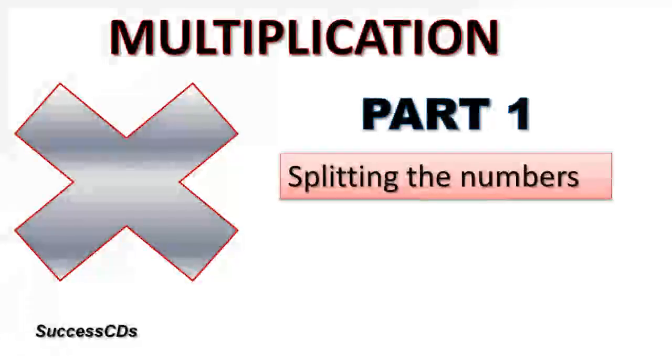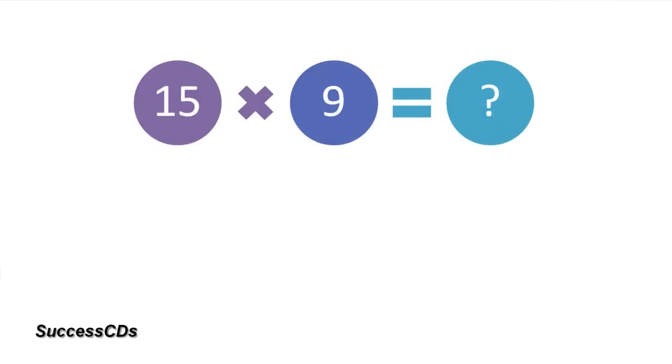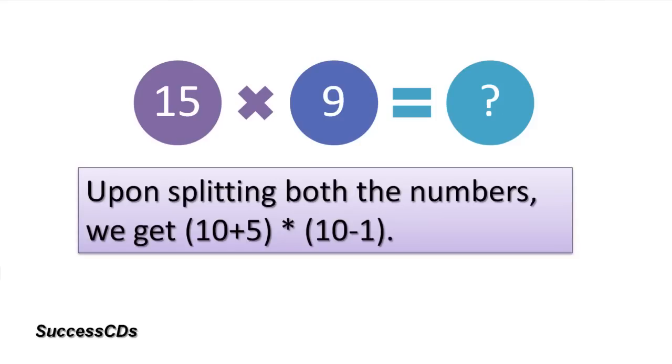The first part is by splitting the numbers. Now here is an example, 15 multiplied by 9. Now how you can split these numbers? Split them where one of the numbers has 0 in the ones place. So you can split 15 into 10 plus 5 and 9 into 10 minus 1.